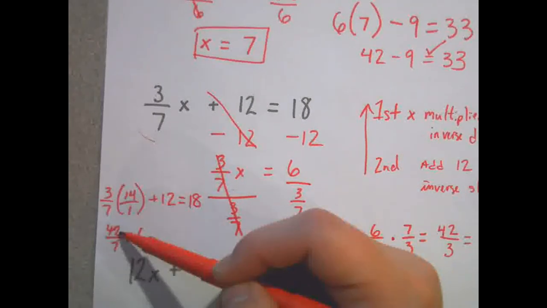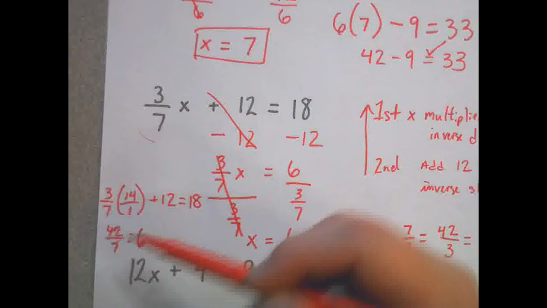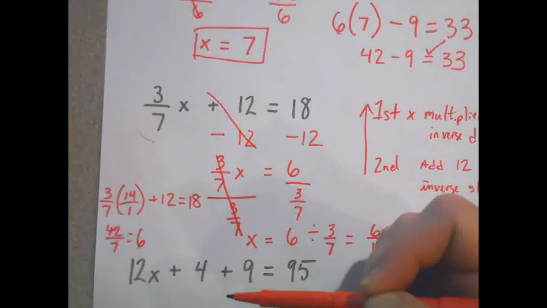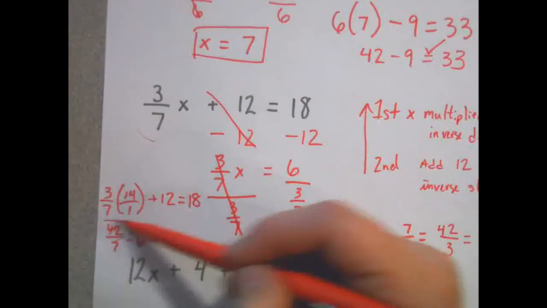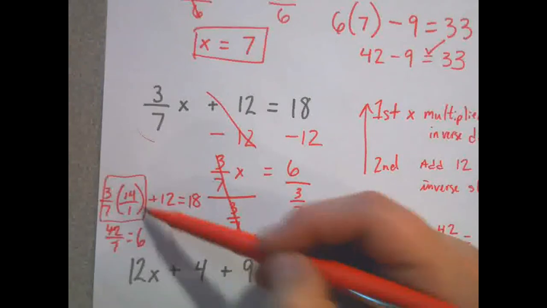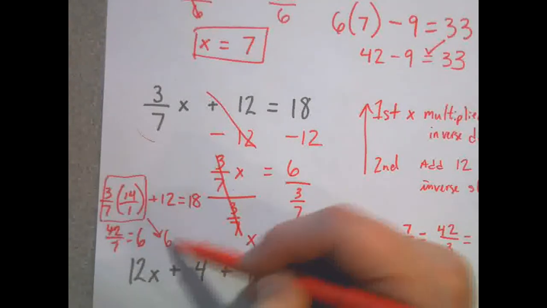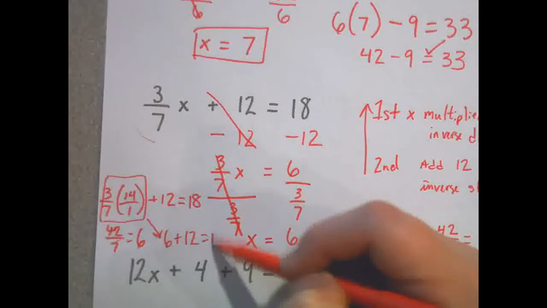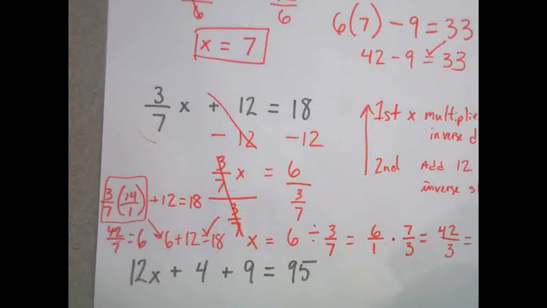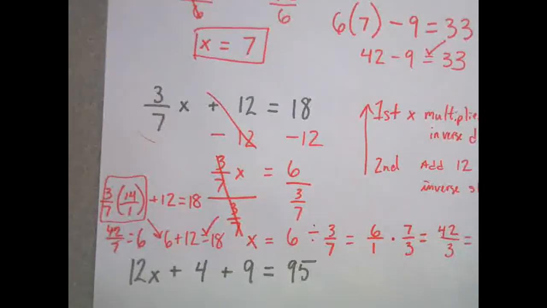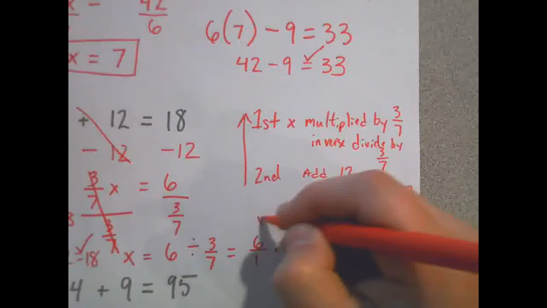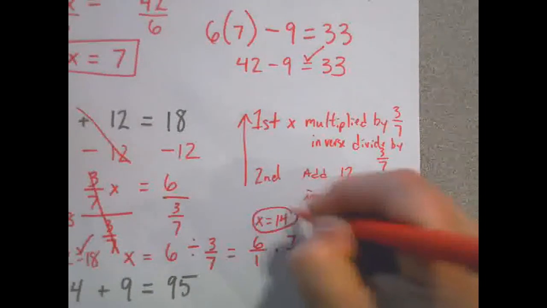3 times 14 is 42. 7 times 1 is 7. 42 divided by 7 is 6. So this box right here equals 6. So this is 6 plus 12 equals 18. That's a true statement. Yes. So I know x must be 14. X equals 14.